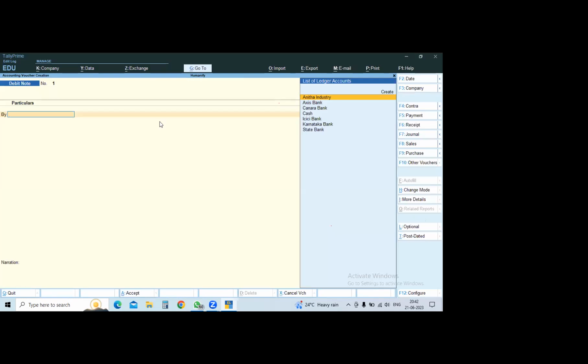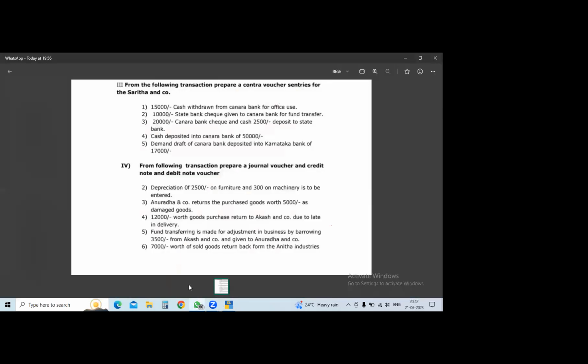Take about 1 minute, go to the question and see what the question is. For purchase return, what is the question? Purchase return to Akash and company due to late delivery. That means it is a purchase return entry, correct? So here Akash and company account will be debit to purchase return. So go to Tally, create Akash and company under sundry debtor.